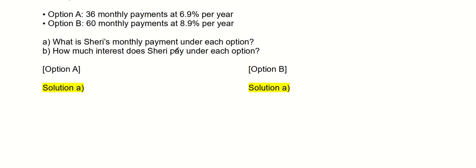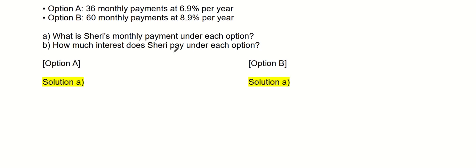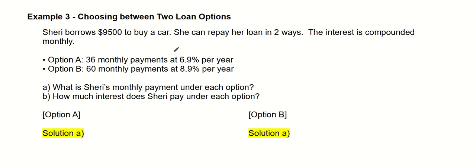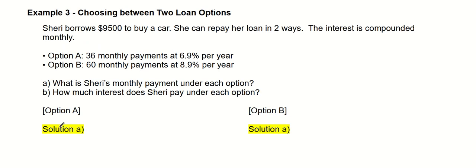So let's get started. So option A, okay, let's write down the information we know and what we're looking for. So what's the information that we know? We know that the present value will be 9,500. And let's write this down here as well. We know that it's going to apply to option B as well.